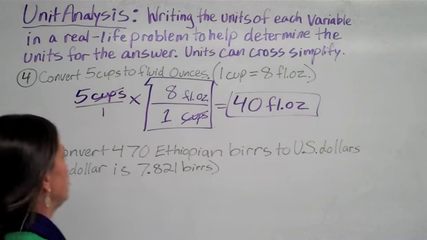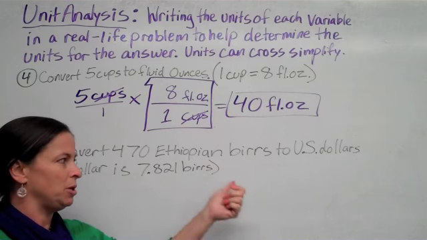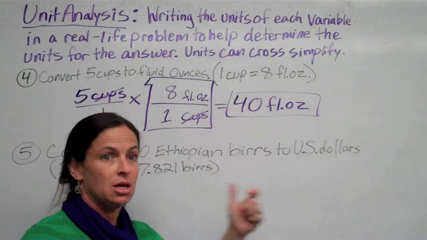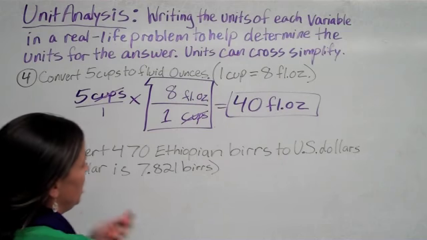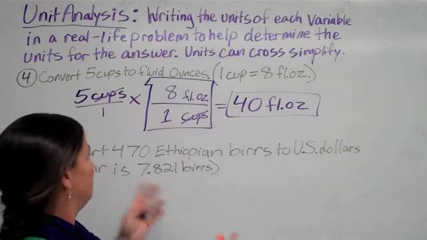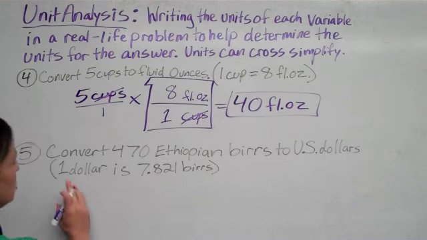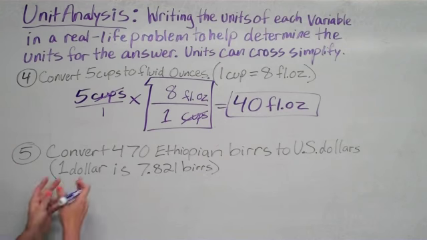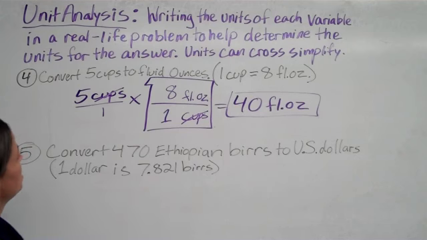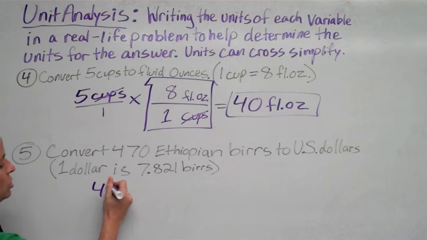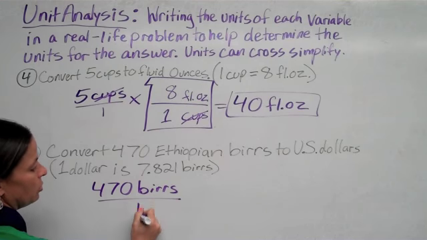Let's try number 2. Converting 470 Ethiopian birrs to US dollars. This is a real life example. You're going to, hopefully, travel to different countries, and you want to know, hey, I have 470 of these. What does this mean in US dollars? So they'll always give you an exchange rate. They're saying that $1 is equal to 7.821 birrs. So I'm going to start with what I know. I have 470 birrs. And again, I'm going to put it over a 1.